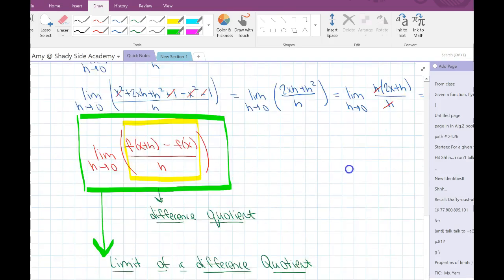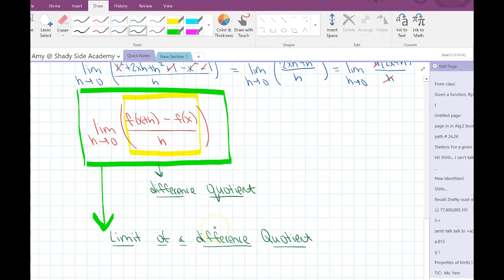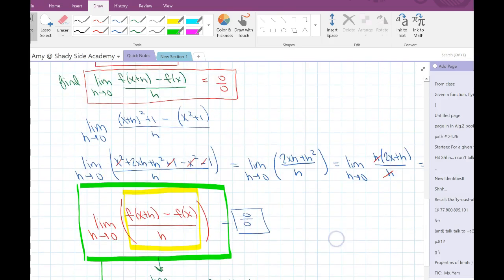I mean, what we saw here is a difference quotient is always f of x plus h minus f of x all over h. The limit of a difference quotient, and just be careful too, understand something: h is approaching 0, not x. Okay, h is approaching 0. A limit of a difference quotient will always initially be indeterminate, and specifically indeterminate of the form 0 over 0.